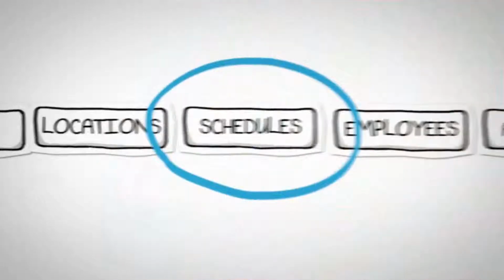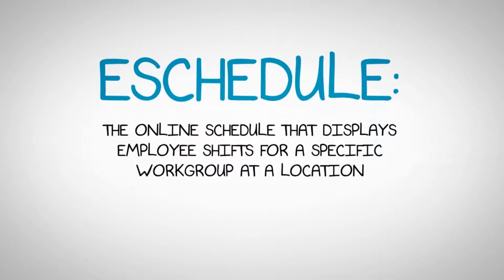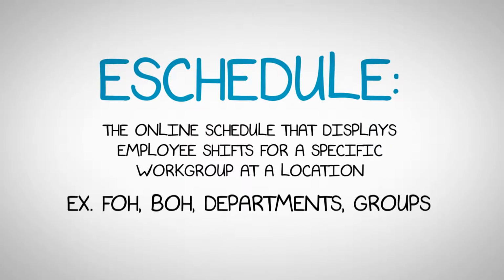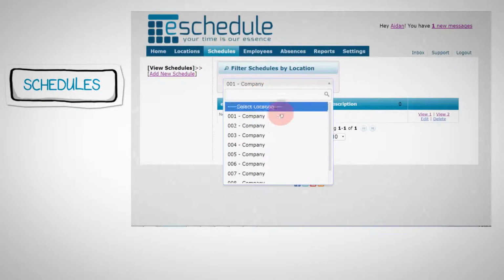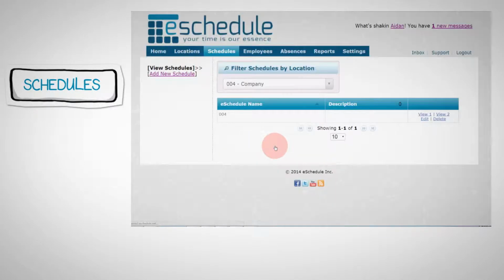Now that we've customized eSchedule to fit your organization, it's time to create a schedule. Click on the Schedules tab on the top menu. This is where the online schedule that displays employee shifts for a specific work group at a location is. This could be front of house, back of house, departments, groups, etc. Here you can select which location schedule you would like to view. There should already be a schedule created, however, you can click Add New Schedule on the left sidebar to create additional ones to fit your business requirements.